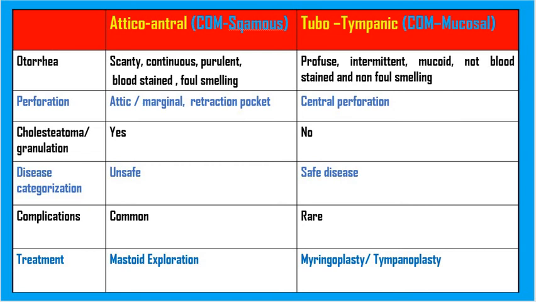Chronic otitis media squamous type or atticoantral disease is treated by mastoid surgery, might be modified radical or radical mastoid surgery. But tympanic type disease can be treated by myringoplasty or tympanoplasty. These are the salient features of atticoantral disease versus tympanic type disease in case of CSOM, chronic suppurative otitis media, or chronic otitis media, squamous and mucosal disease.